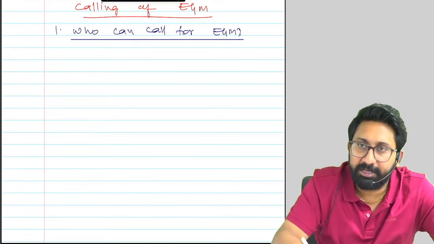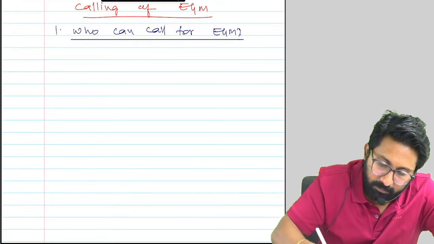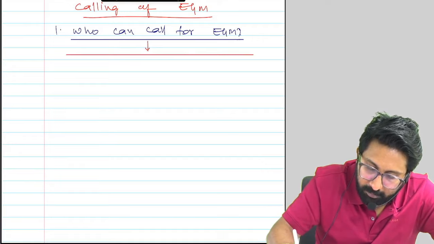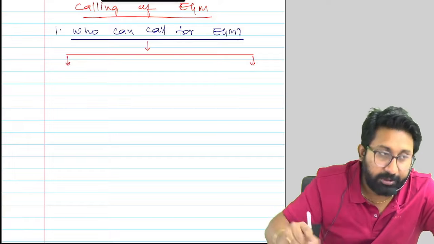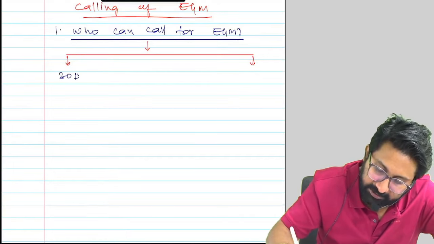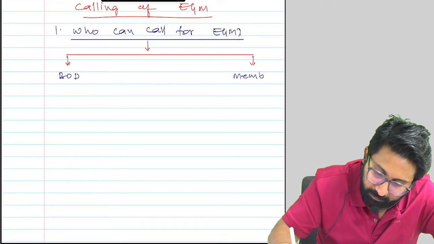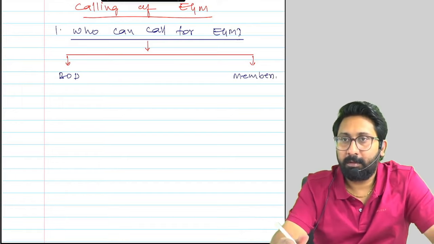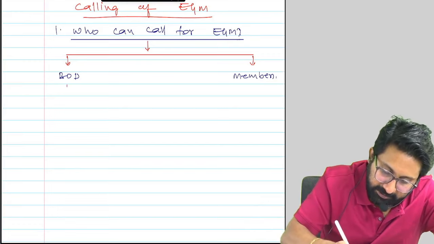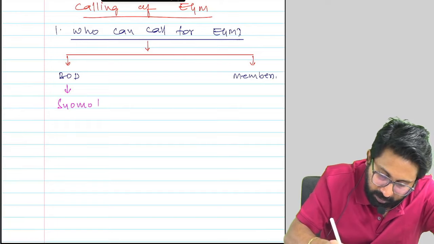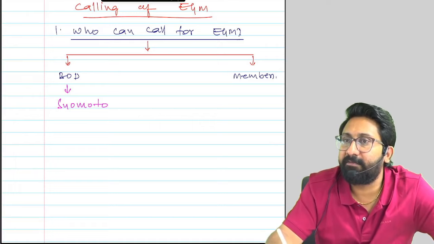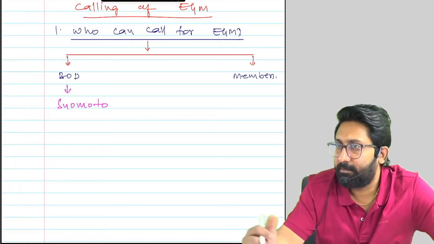Who can call for EGM? Branch it into two parts: board of directors and members. Board of directors can call suo moto, which means whenever they require, they can call an EGM.